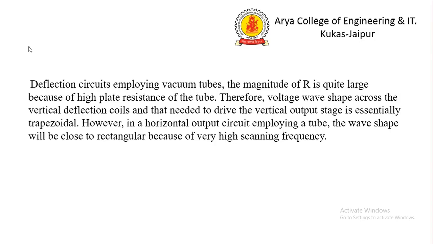Deflection circuit employing vacuum tube. The magnitude of R is quite large because of high plate resistance of the tube. Therefore, the voltage wave shape across the vertical deflection coil and that needed to drive the vertical output stage is essentially trapezoidal. However, in a horizontal output circuit employing a tube, the wave shape will be close to rectangular because of very high scanning frequency. What is deflection circuits?